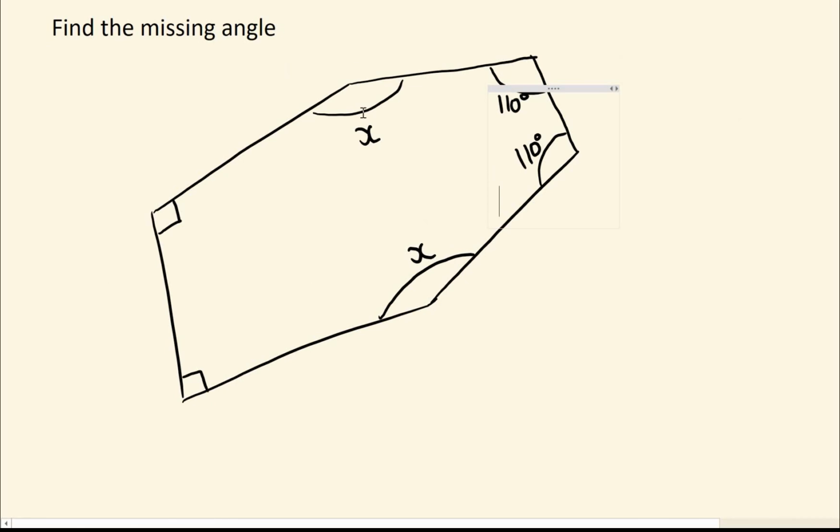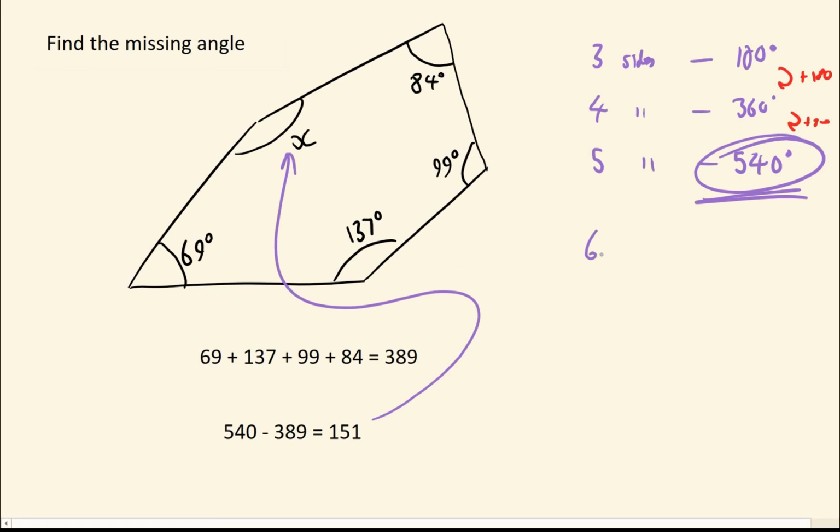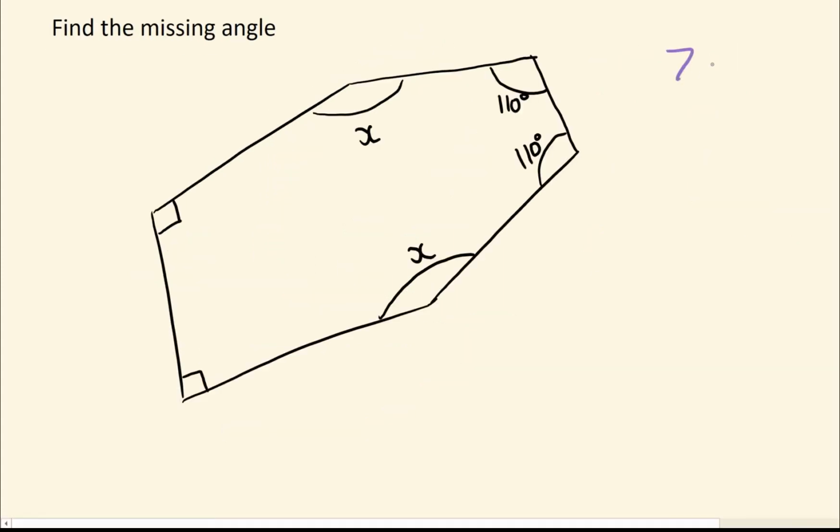Last example like this. Here we have a 6-sided shape, a hexagon. So going back to my previous slide, we know for 5 sides, we had 540. If we want a 6-sided shape, we're going to have to add on another 180 degrees. So now we've got a total of 720 degrees. So all my angles here are going to have to add up to 720 degrees.